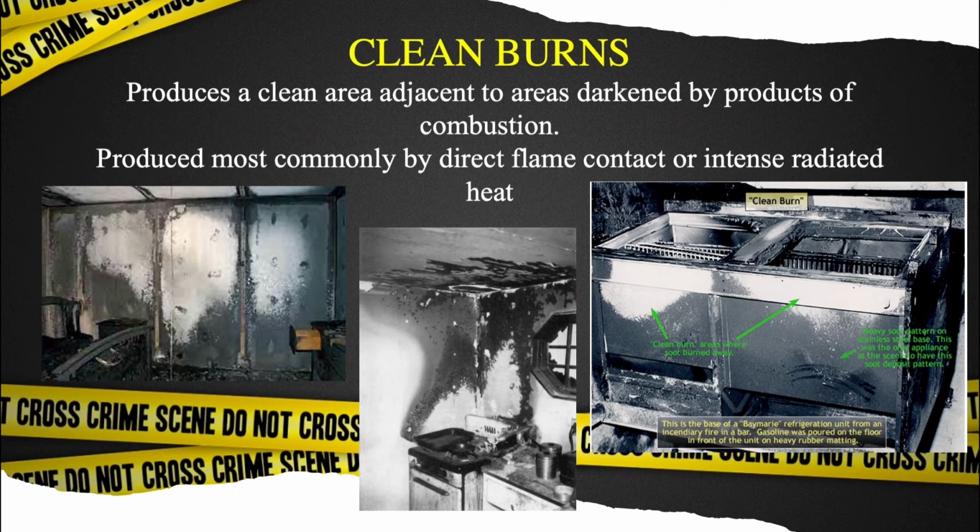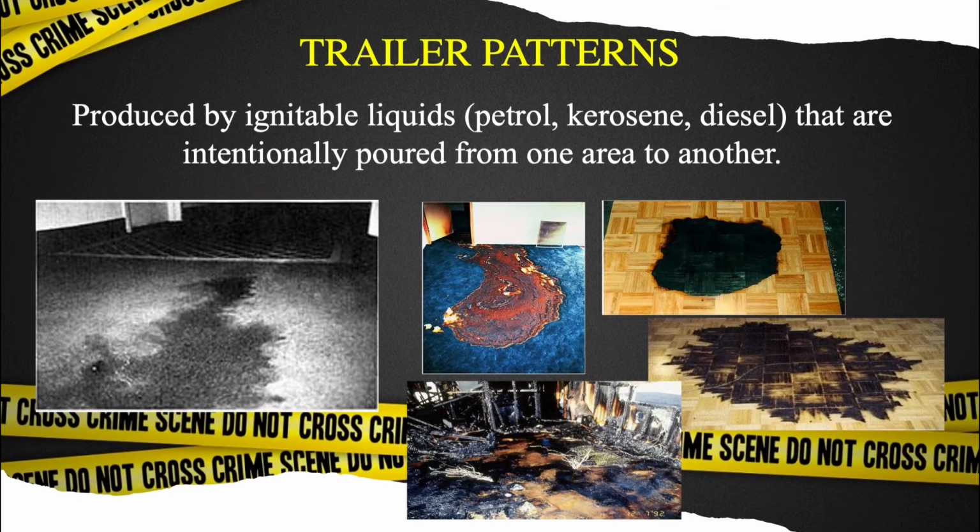Next, clean burn. Clean burn produces a clean area adjacent to an area darkened by products of combustion. It is produced most commonly by direct flame contact or intense radiated heat. Lastly, trailer pattern. Trailer pattern is produced by ignitable liquids such as petrol, kerosene and diesel that are intentionally poured from one area to another.